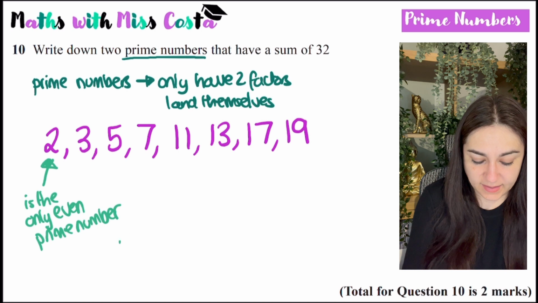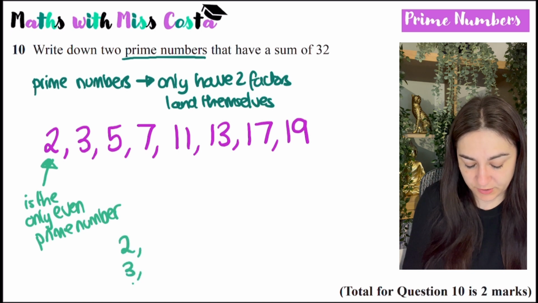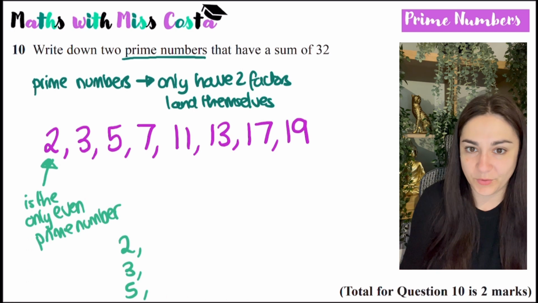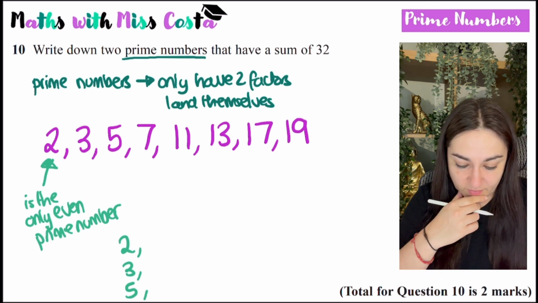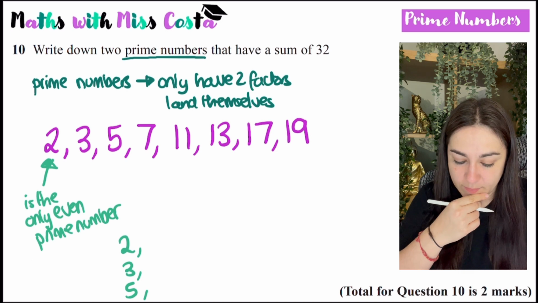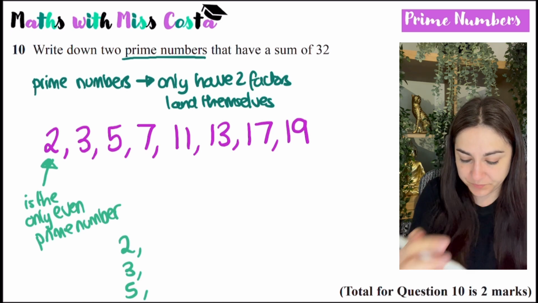And then any other number that is a multiple of 2, a multiple of 3, a multiple of 5, a multiple of 7, they're also not going to be prime numbers because they can be divided by 2, 3 or 5. So can any of these have a sum of 32?